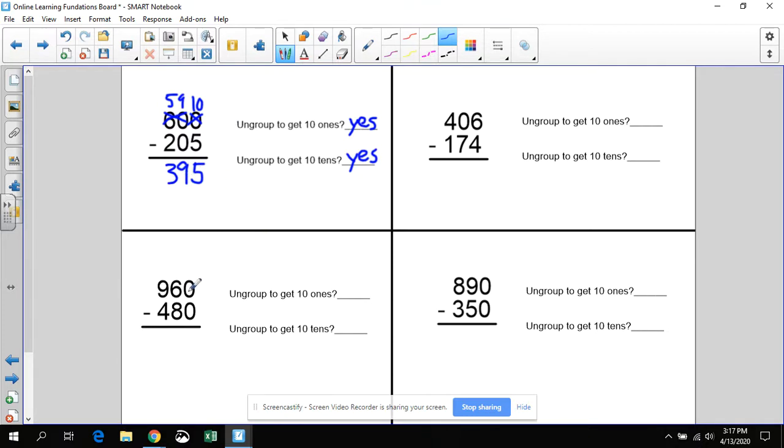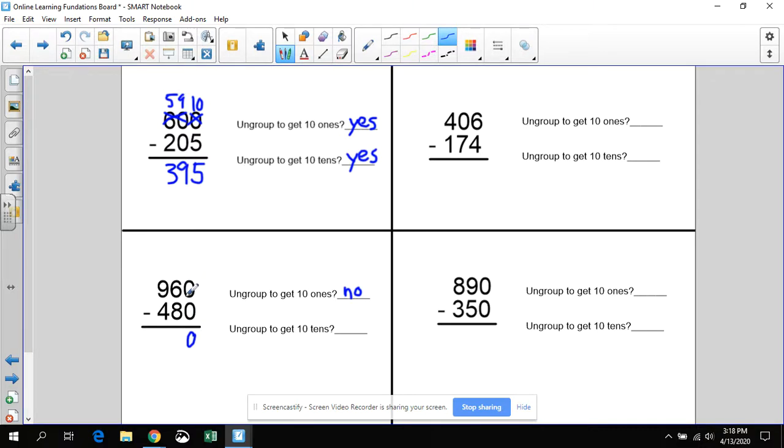Now here, I have a 0, but I have a 0 below it also. So I don't need to ungroup any 10s to make 10 ones. So the answer to the first one is no. This is the only time when I have a 0 on the top that I don't need help for it, is when there's also a 0 below. 0 minus 0 is 0.